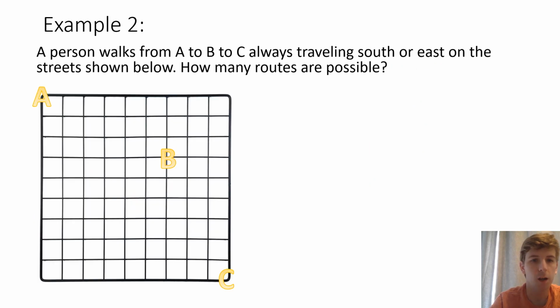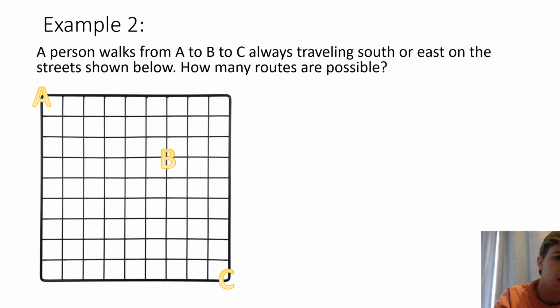Let's move right along here. All right, so this one looks a little different. A person walks from A to B to C, always traveling south or east on the street shown below. So this person lives in a kind of scary neighborhood where the roads are an exact grid. How many different routes are possible? So this problem's actually going to be quite similar to the one we just did. It's kind of disguised though.